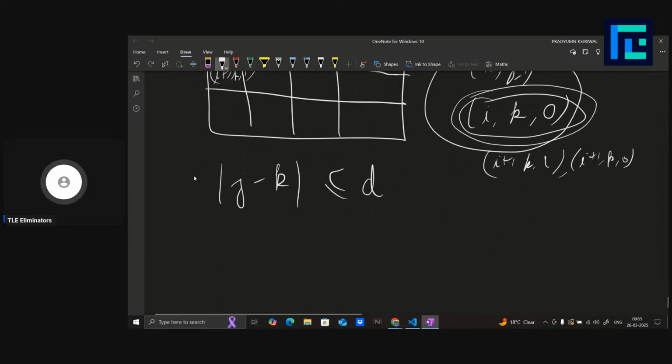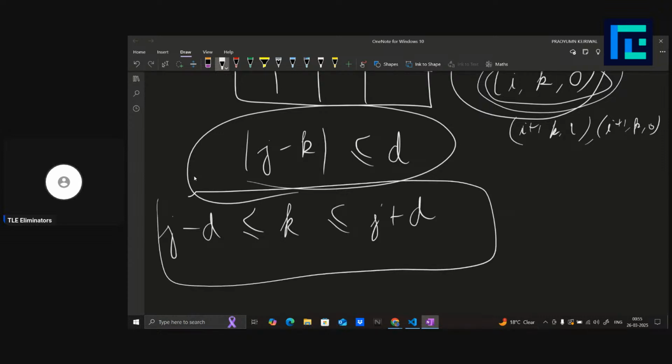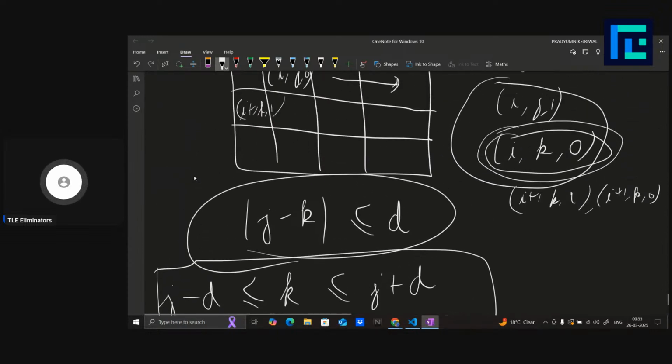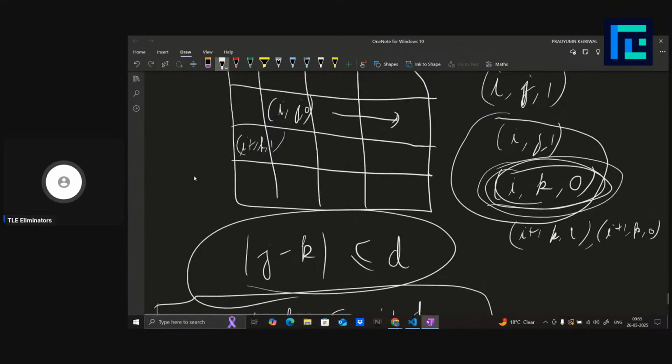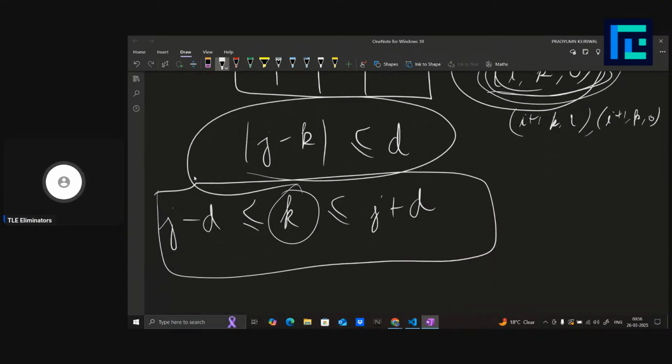Okay, because here also you want the range of k, right? So k belongs to j minus d up to j plus d. So in this range you want the sum of the dp. So for that, first calculate the I comma k comma 0 dp and then take the prefix sum of that. And then to calculate I comma j comma 1 dp, just take the range sum of k from j minus d to j plus d, right? It is that simple.